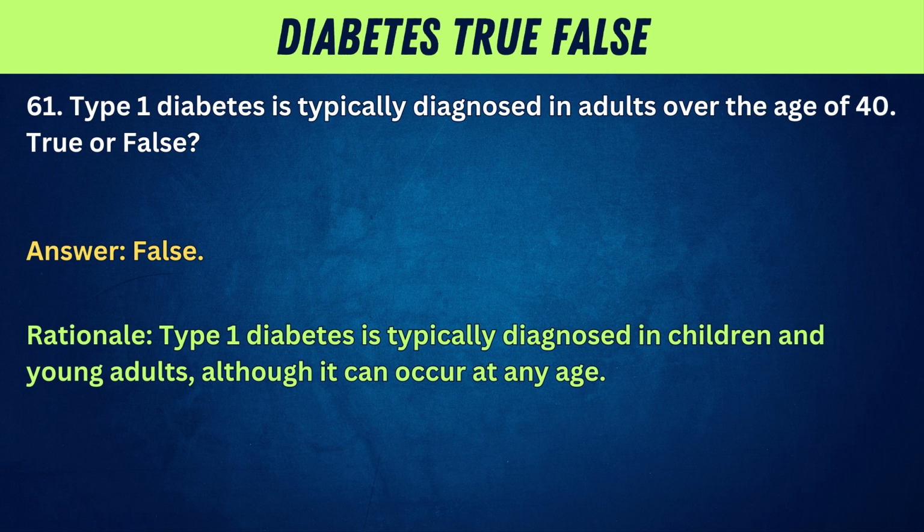61. Type 1 diabetes is typically diagnosed in adults over the age of 40. True or false? Answer: false. Rationale: type 1 diabetes is typically diagnosed in children and young adults, although it can occur at any age.